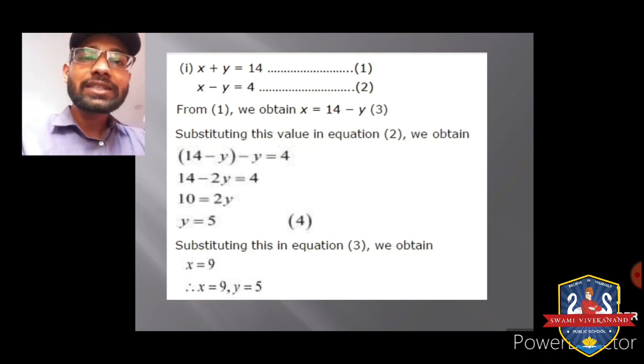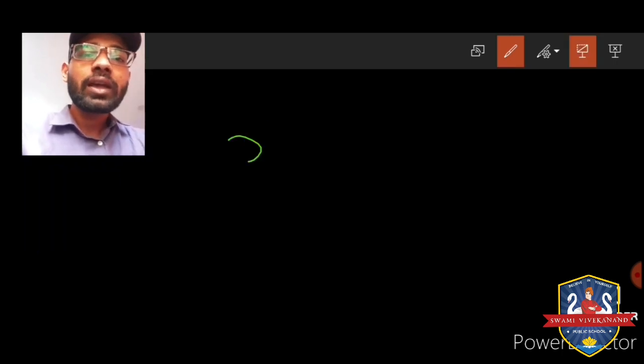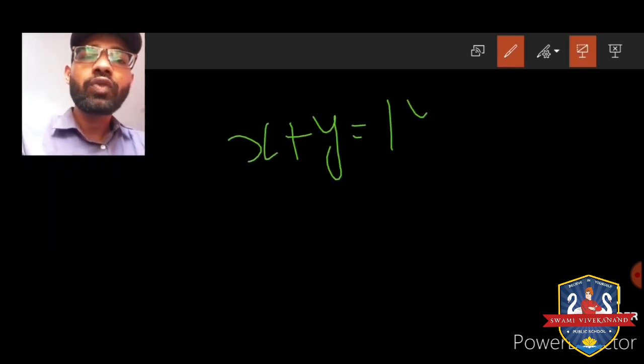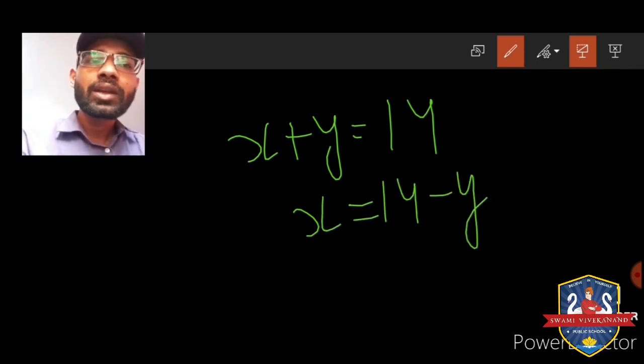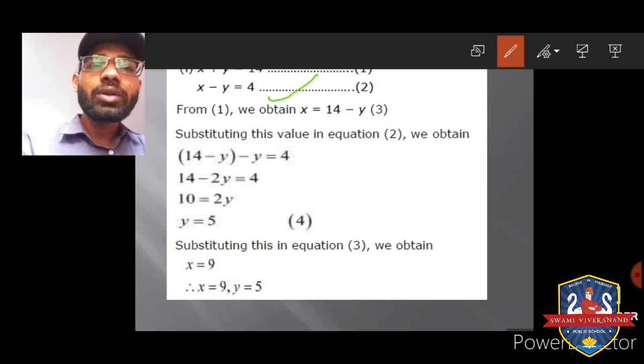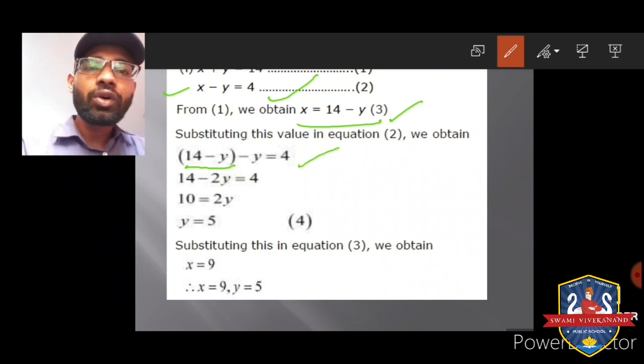For example, we have x plus y is equal to 14, and second we have x minus y is equal to 4. What will we do? We have x plus y is equal to 14, so from here we get x is equal to 14 minus y. Is this clear? Now put the value of this x in the second equation. Here x is replaced by 14 minus y, minus y is equal to 4. So we get y is equal to 5.